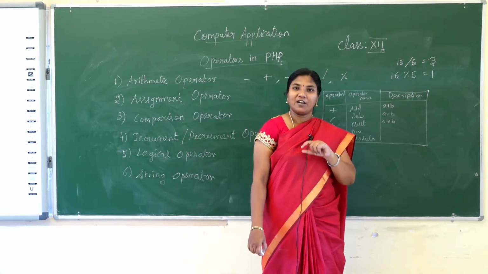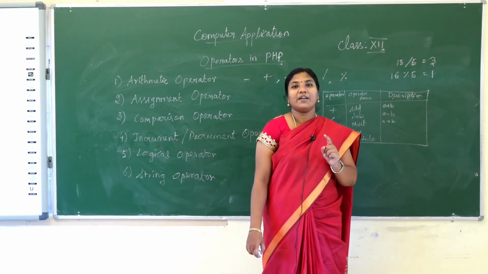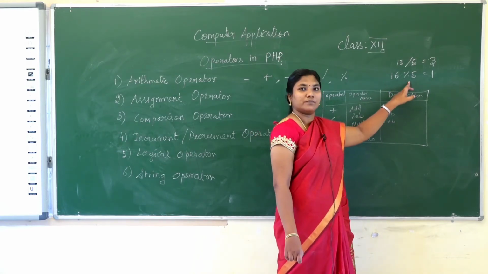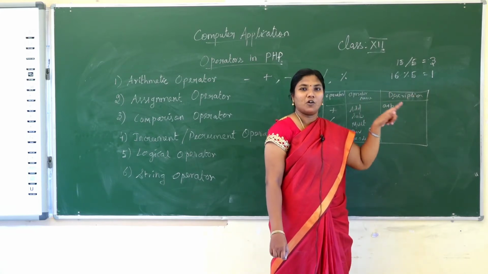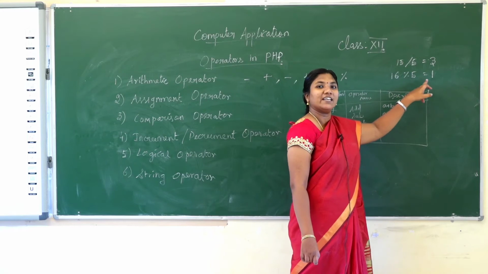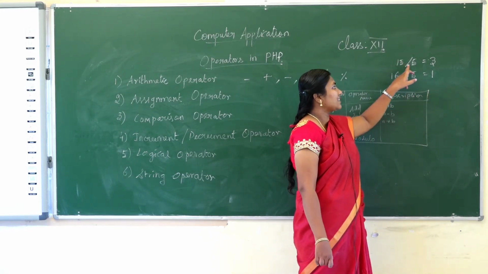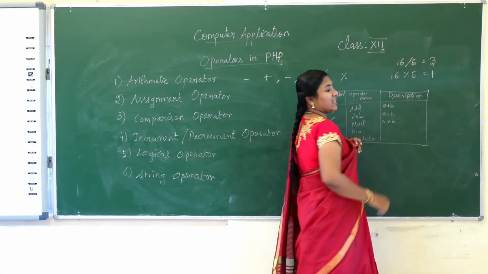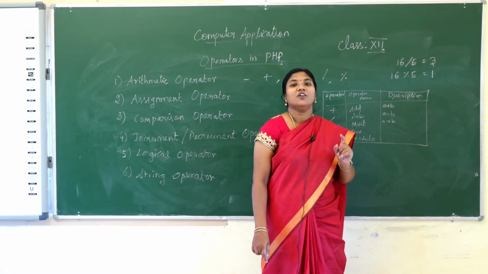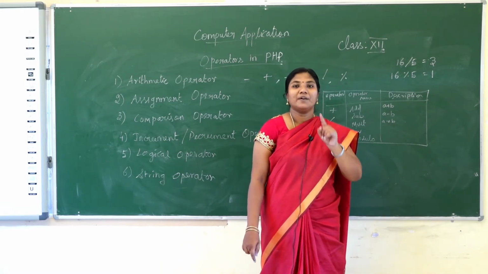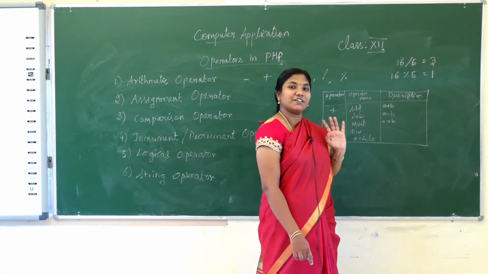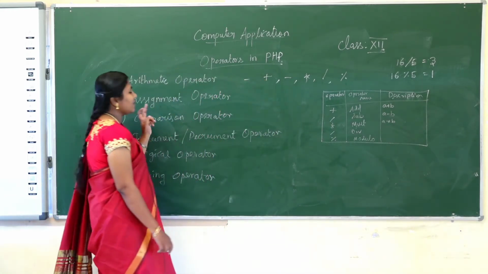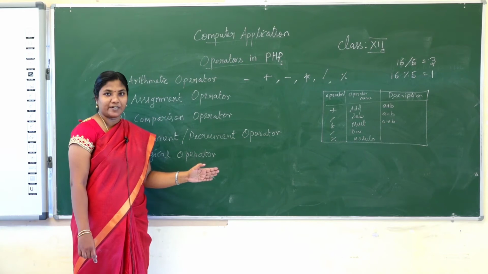16 divided by 5 gives 3, 5 threes are 15, remainder 1, right? So which symbol gives me that remainder 1? This modulo symbol gives it. Okay? The percentage symbol is the modulo symbol. So if you give 16 modulo 5, it gives the remainder. If you give 15/5, it is 3. Even if I give 16 divided by 5, my answer will be 3 because the quotient is 3. So slash symbol gives me the quotient, percentage symbol gives the remainder. That is the difference between the division and the modulo division. Clear? These are all the 5 arithmetic operators available in PHP.